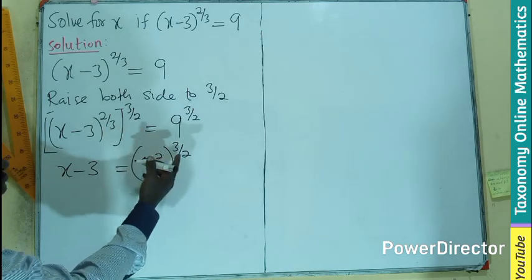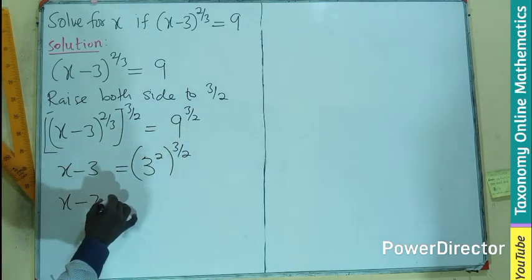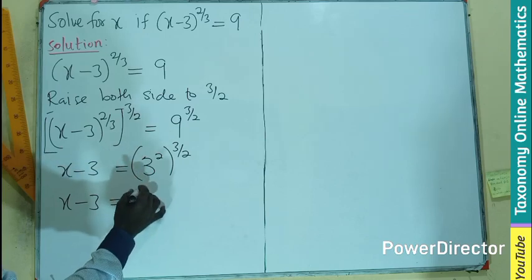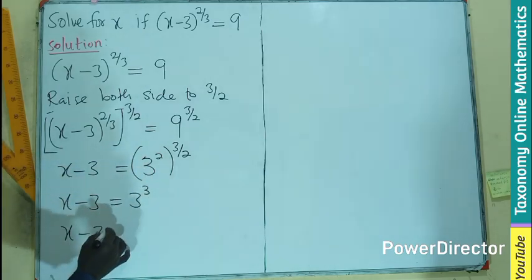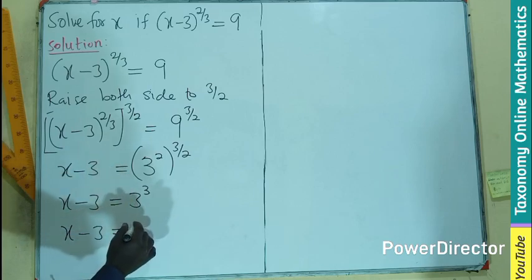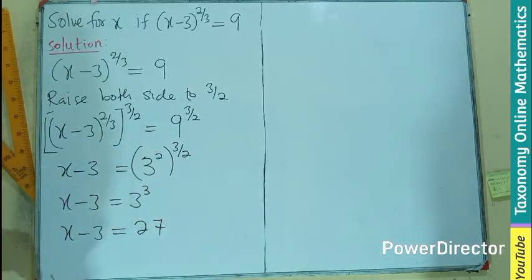This means that these 2 will cancel this. So I should be left with x - 3 equals 3 exponent of what? 3. So x - 3 will be equal to 27.